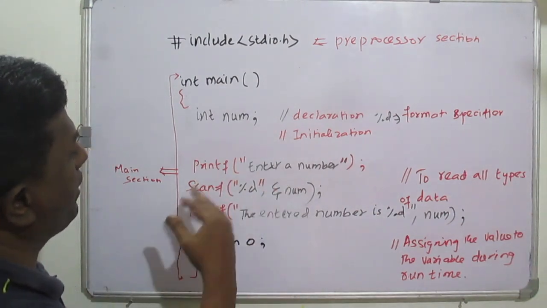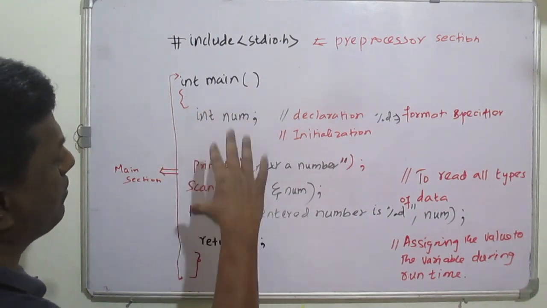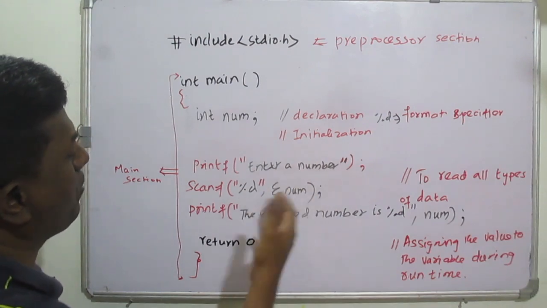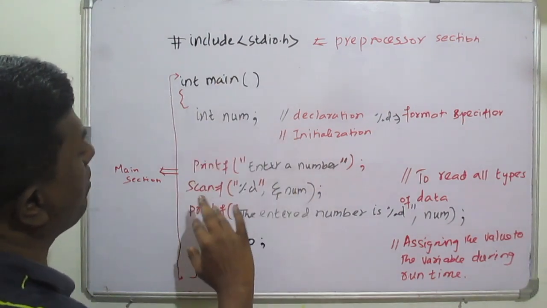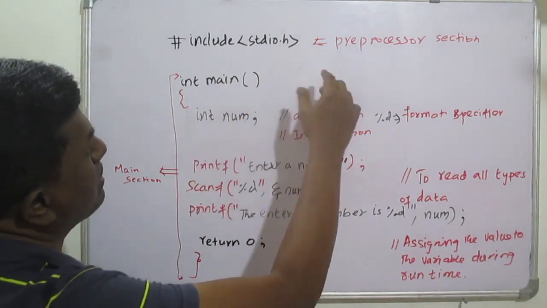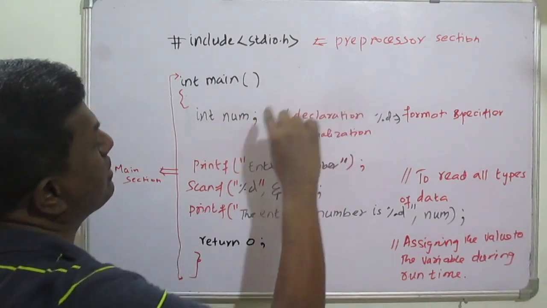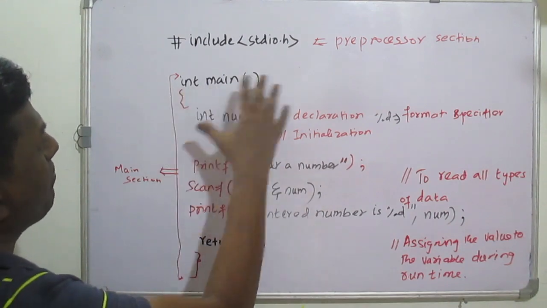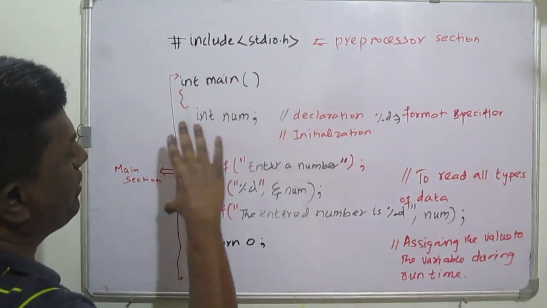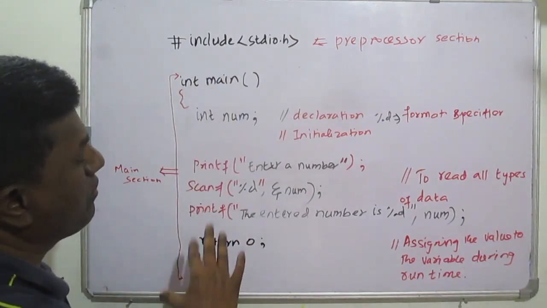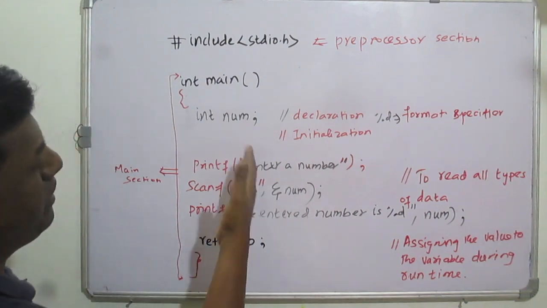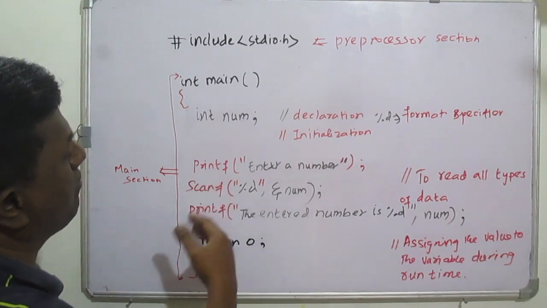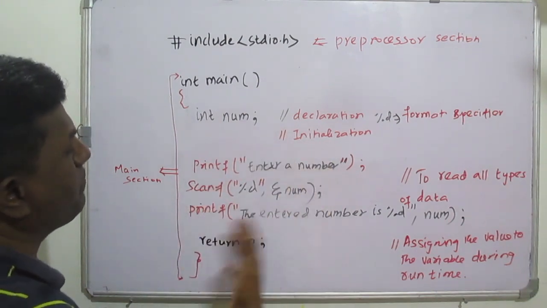Even though we wrote just one simple program, in it we have seen the important sections involved: the preprocessor section and the main section. These are the two major sections in the structure of a C program. Then within them, whatever we are including are different subsections.